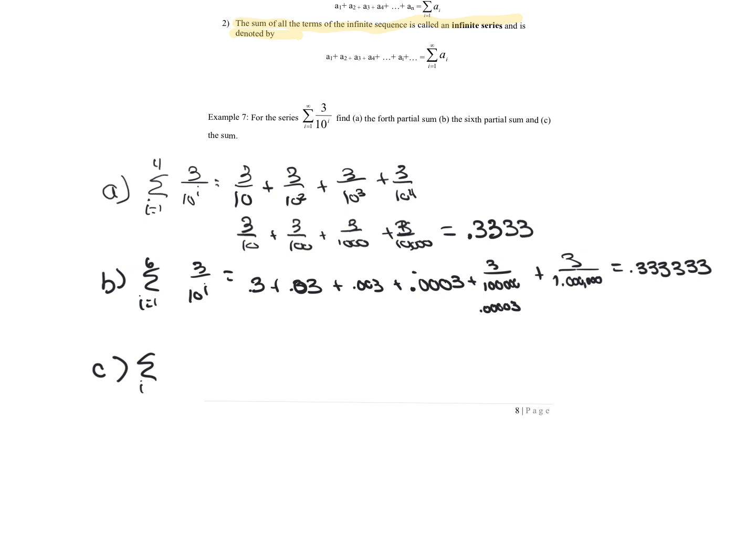And C just says find the sum. So there is no ending term. It's from i equals 1 to infinity. That would be 0.3 repeating, which is the same thing as saying 1/3.